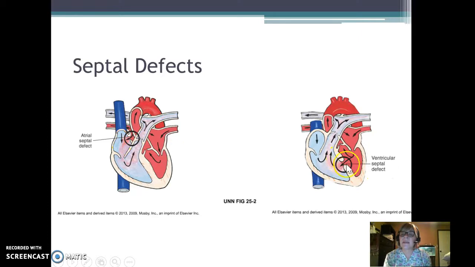So it's already been oxygenated, it moves over here, it goes to the lungs again. Same thing down in the ventricle. But again, pressure's higher over here, so the blood's going to go this way. So we've got that left to right shunt. We're not sending deoxygenated blood out to the body.